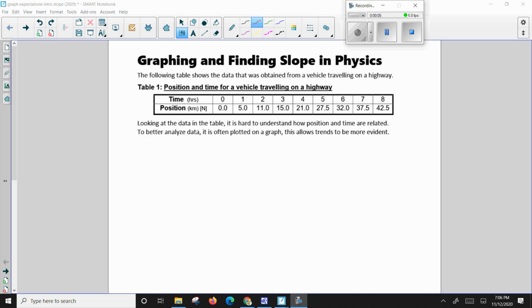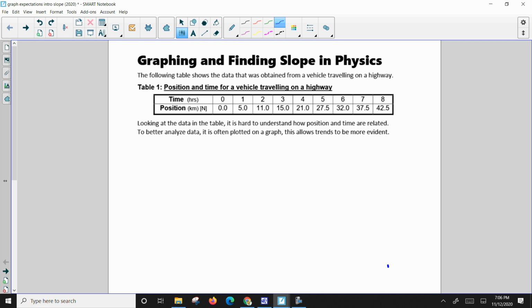In this video, we're going to be looking at graphing. So one of the first questions we should be asking is, why do we even bother graphing? I have a set of data here, and it's the position and time for a vehicle traveling on the highway. Every hour, we documented the position of this vehicle.